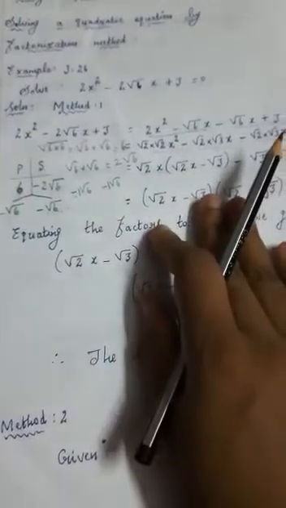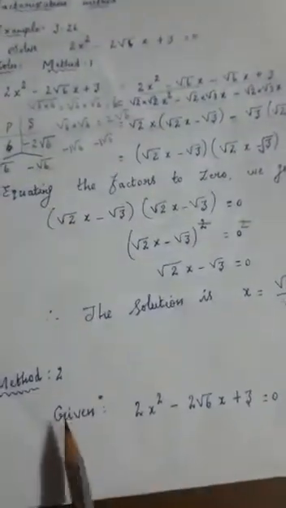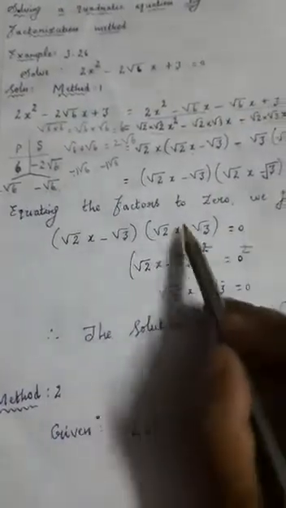This is how to solve by splitting the middle term. So this is the factorization method. This is one way you can do it. Another way, the method 2: in this factorization method, you can do it in 2 ways. Okay, one is this way.